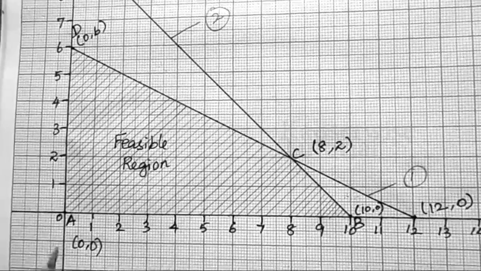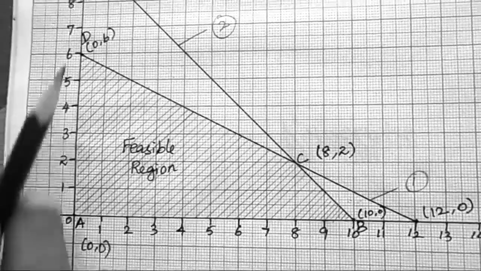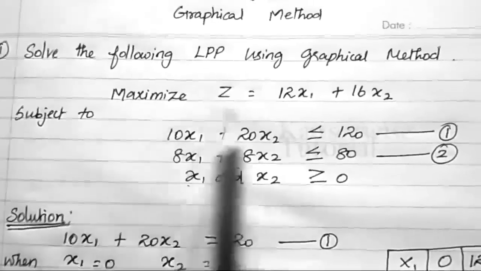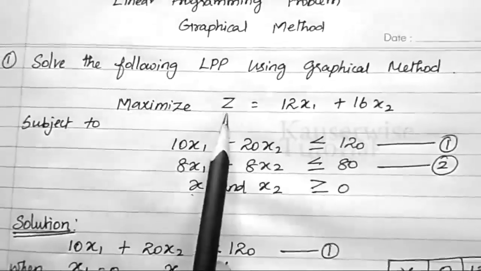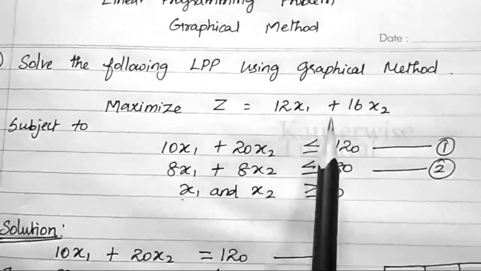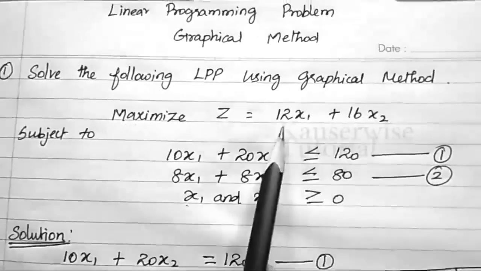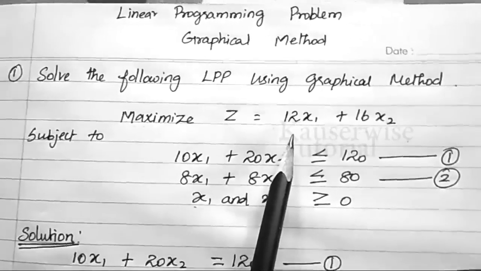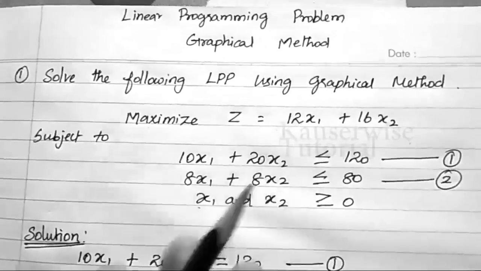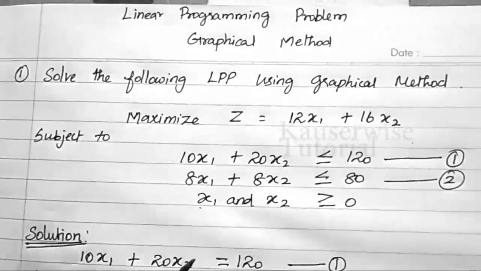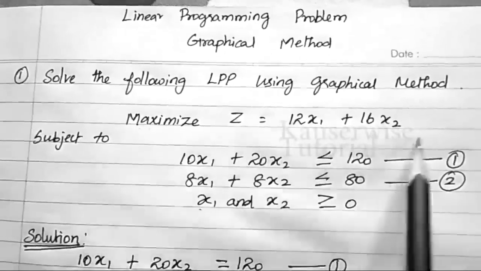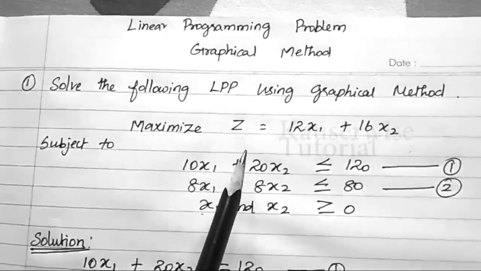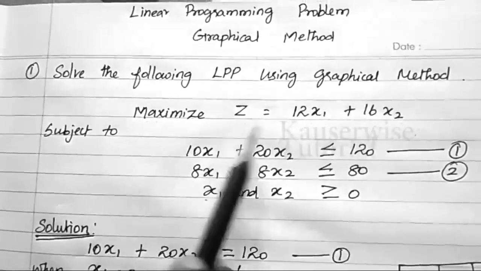Now we need to substitute these values in the objective function. What is our objective function? This is the objective function: maximization z is equal to 12x1 plus 16x2. So we have got 4 points, and we have the x1 value and x2 value at each point. Now you need to substitute those values in this objective function in order to find the optimum point, that is the optimum corner. Let us see how I am going to work this out.